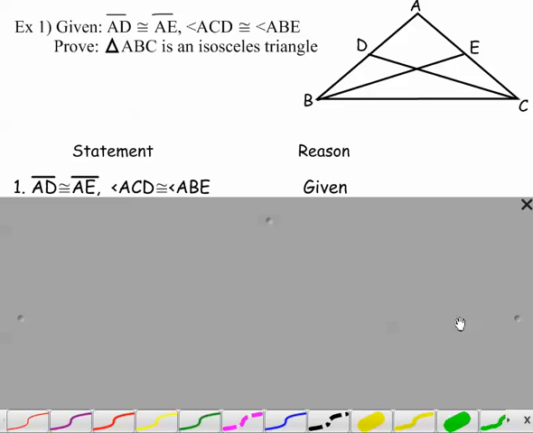All right, in this proof, we are given that segment AD is congruent to segment AE, and that angle ACD is congruent to ABE. This is a little more complicated because we have some overlapping triangles. And we are being asked to prove that triangle ABC, the overall triangle, is an isosceles triangle. So let's look at what we see here. We can't really get to the big triangle right now, but we do have a pair of overlapping triangles.